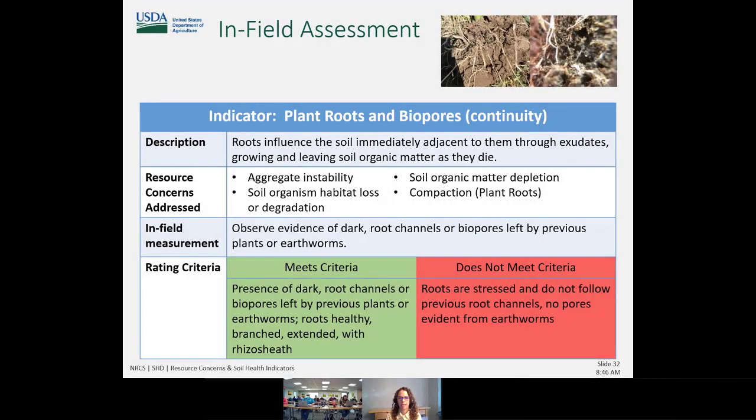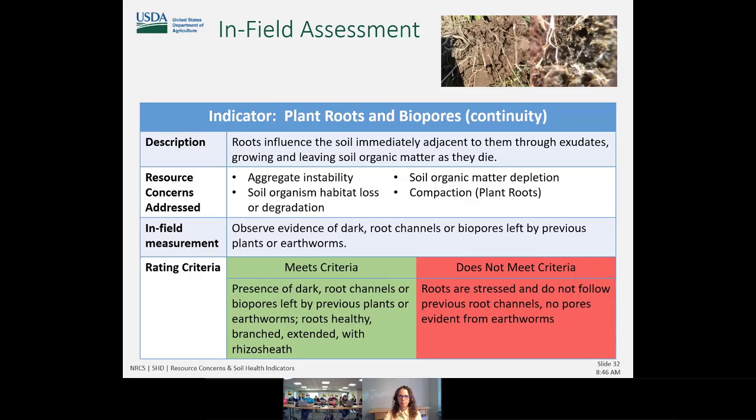So if you have evidence of that and you have healthy roots, you're meeting the criteria. If you have evidence that the roots are stressed or distorted in any way and stunted, or they don't follow previous root channels, or if you're seeing no pores that are evidence from biological activity or earthworms, then this would not meet the criteria.